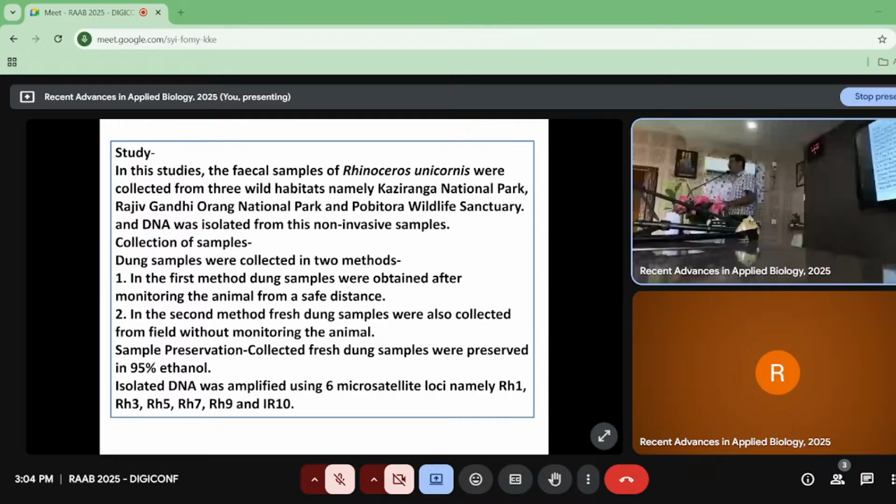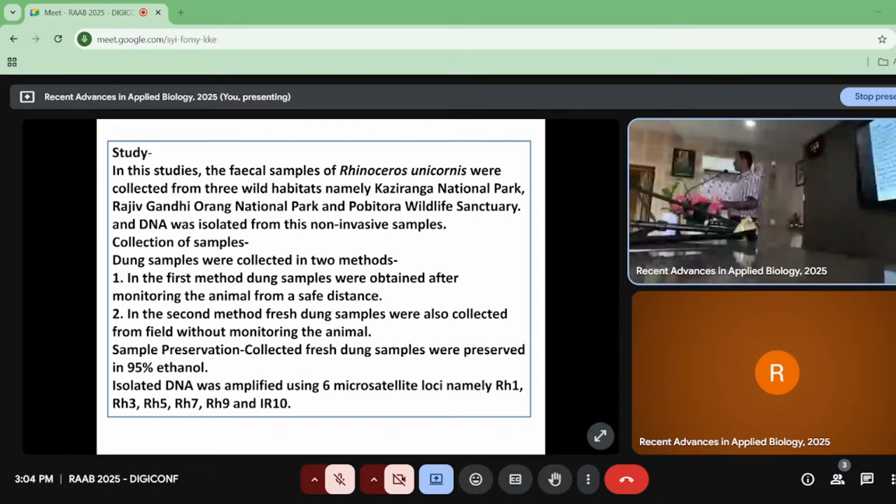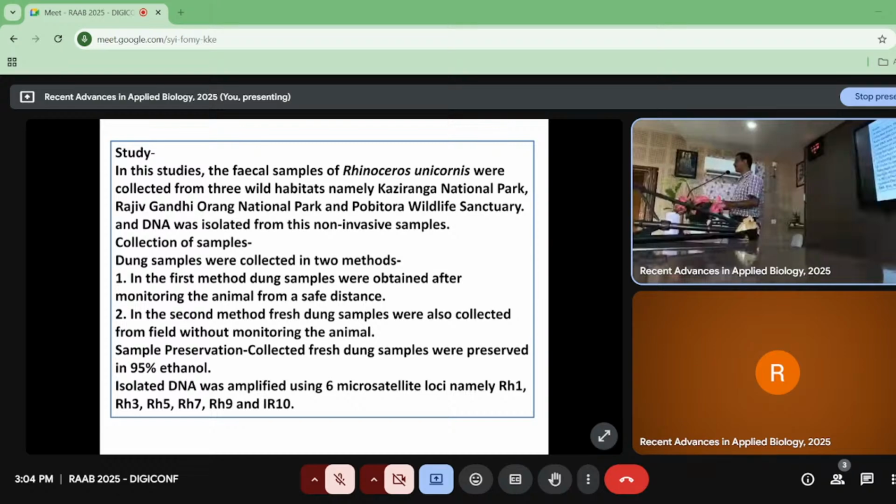In my studies, I used Rhinoceros unicornis as my experimental animal, and I took samples from Kaziranga National Park, Rajiv Gandhi Orang National Park, and Pavitra wildlife sanctuary. We basically used dung samples. Fecal samples from herbivores are called dung samples, and it is difficult to obtain DNA from them because they sometimes contain only fragments of DNA. So it is difficult to obtain the DNA of that particular animal.